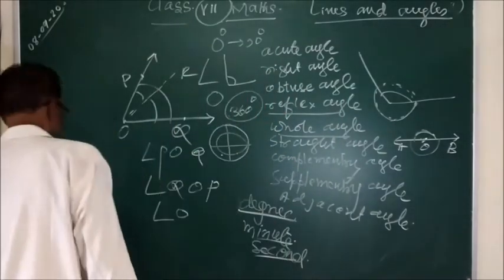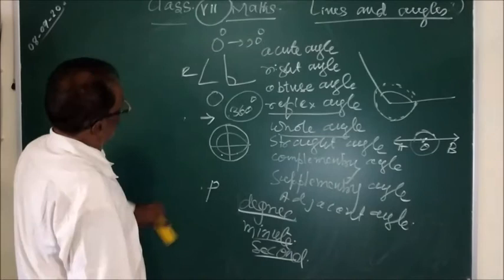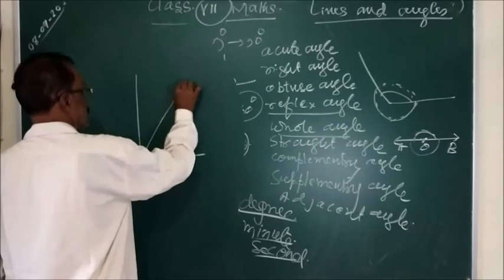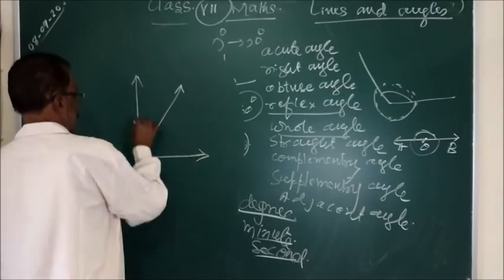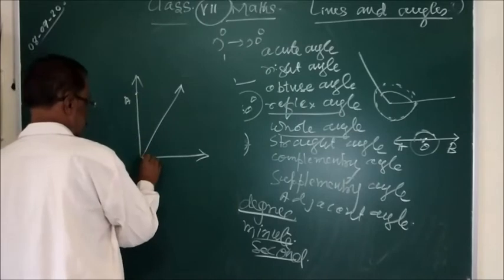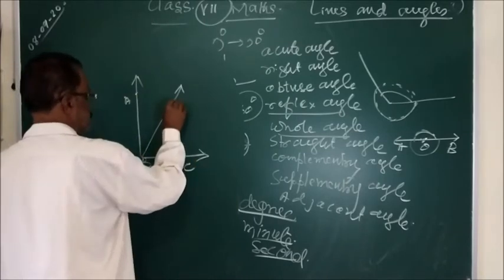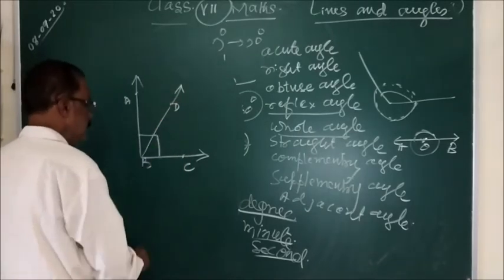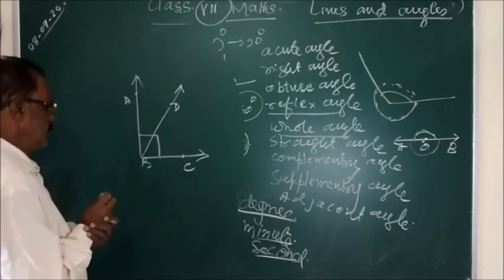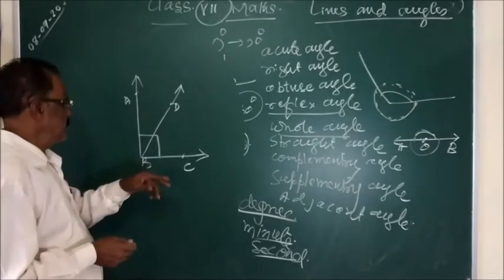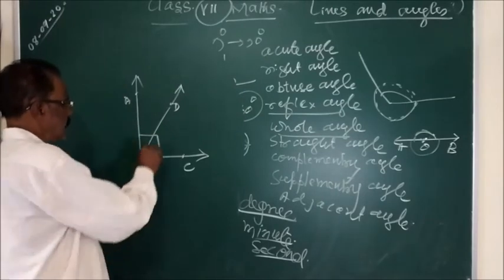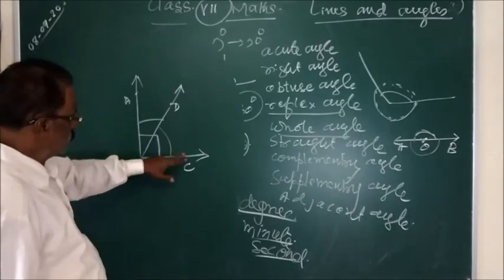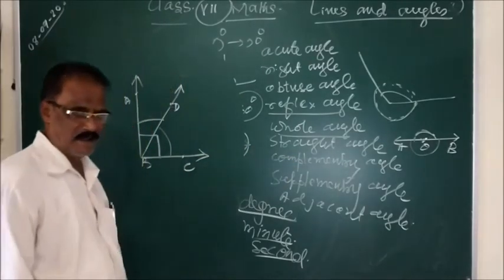Complementary angle. If the sum of two angles, there are two angles, suppose this is one ray and this is another ray, say ABC and this is suppose D. Now suppose this is 90 degree, assume angle ABC is 90 degree, and BD is another ray, so the sum of these angles, angle DBC and ABD is 90, so these two angles are complementary angles.